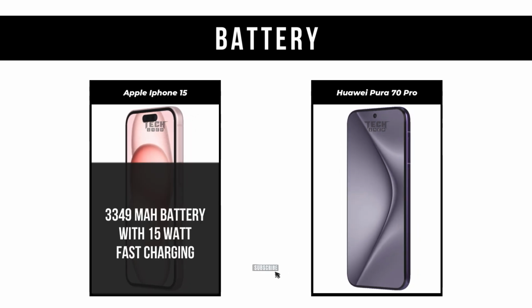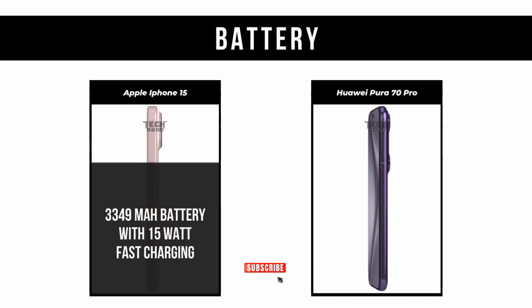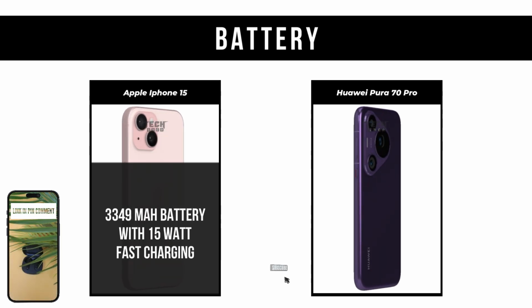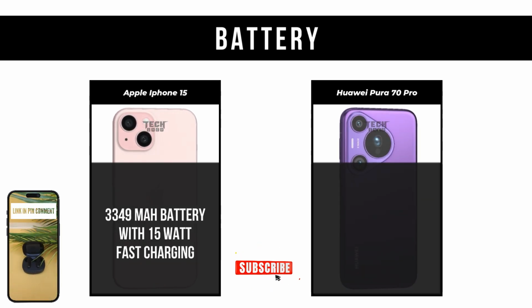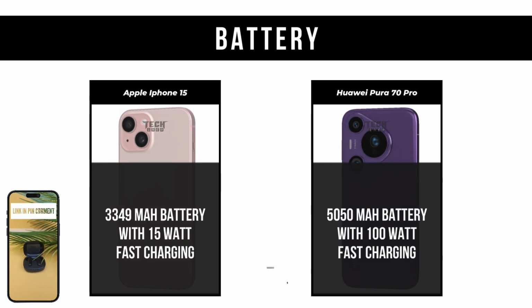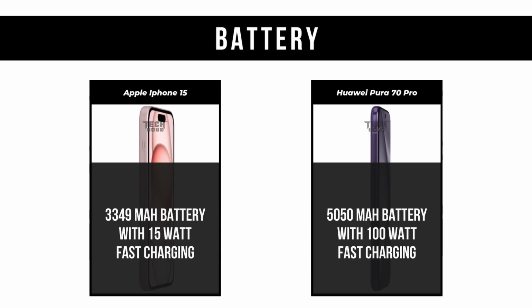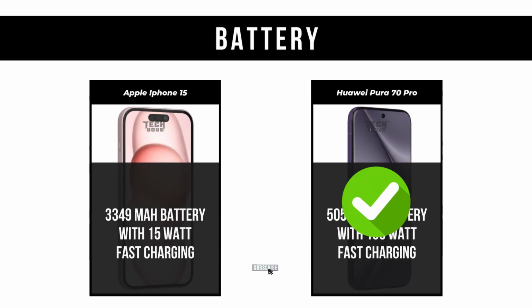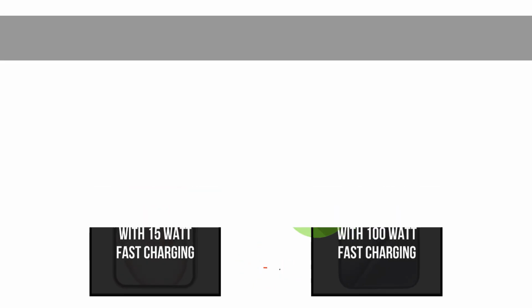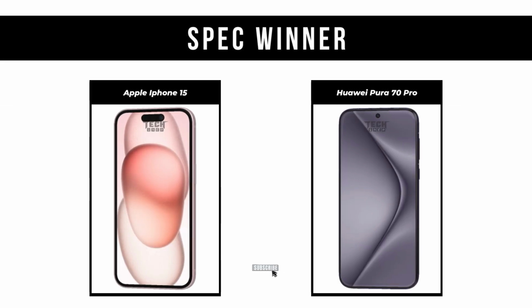Battery. Apple iPhone 15 is 3,349 mAh battery, with 15W fast charging. Huawei Pura 70 Pro is 5,050 mAh battery, with 100W fast charging. Spec winner.